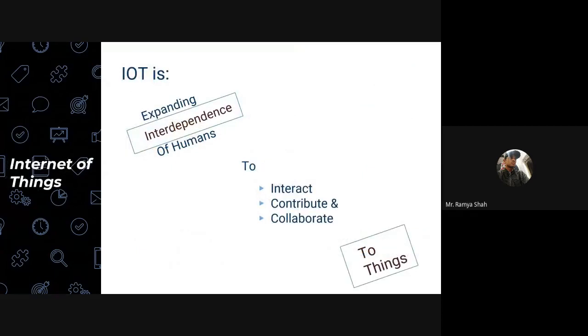This is what I understand by IoT. We can divide it into three words: to interact, contribute, and collaborate. IoT is the expanding interdependence of humans to interact, contribute, and collaborate. Two things. Now here, things are the physical devices, or the things which you normally tend to talk about.